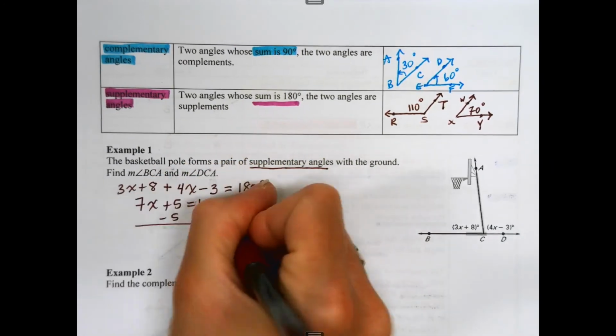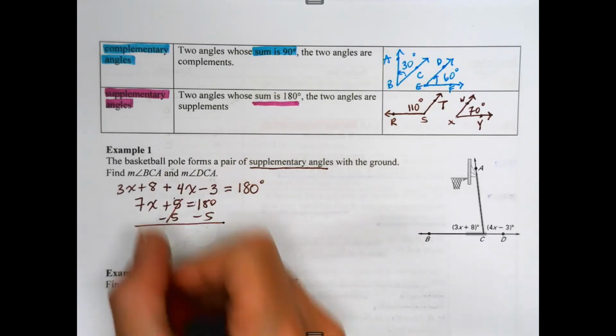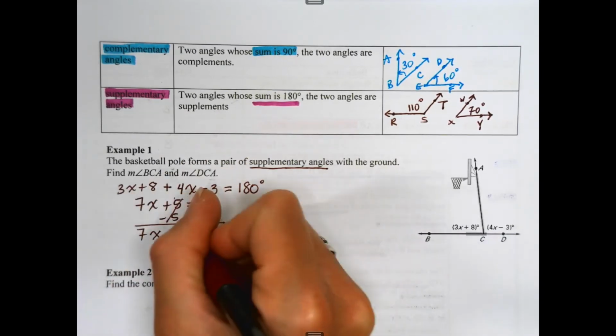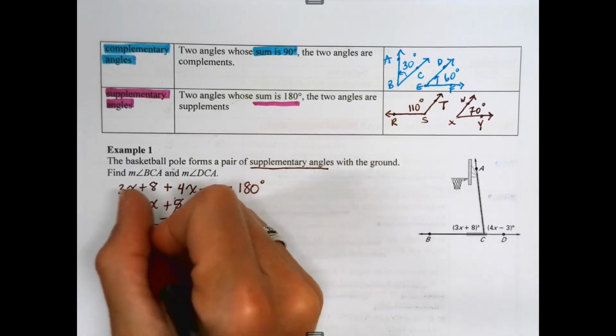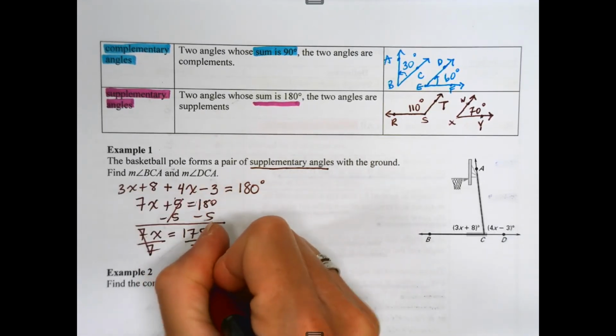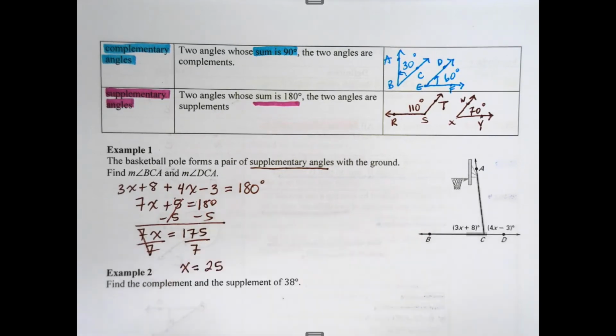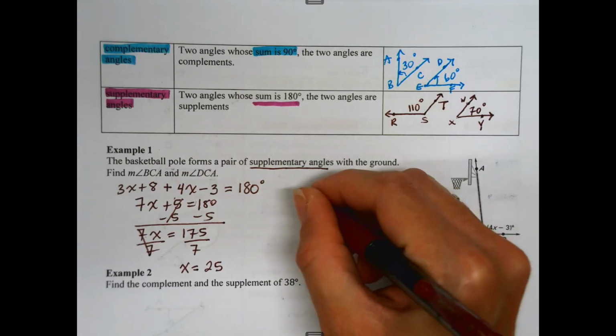Subtract 5 from both sides. 7x is equal to 175, and then divide by 7. We find out that x is equal to 25. It didn't ask us to find x, it asked us to find the measures of the angles. Now we have to go back and substitute 25 in for x.